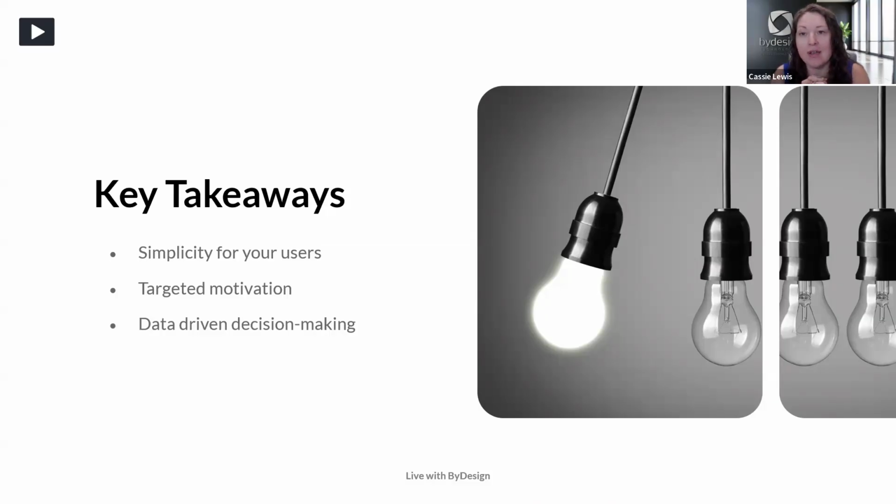Targeted motivation. Data analytics being what they are today, we have so much more power to really drive behaviors at the individual rep level than we ever did before. And then using that data to make the right decisions. Trust the numbers. Numbers never lie. Okay. So those are your key takeaways.